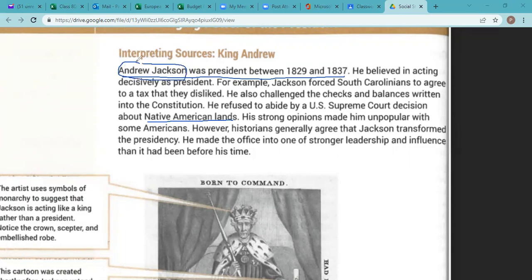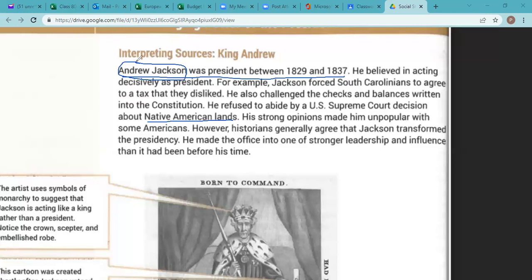So if you talk to people that know about some history and you mention Andrew Jackson, President Andrew Jackson, they probably remember, oh, he's the one with the Native American lands. Well, his strong opinions made him unpopular with some Americans. However, historians generally agree that Jackson transformed the presidency. He made the office into one of stronger leadership and influence than it had been before his time.